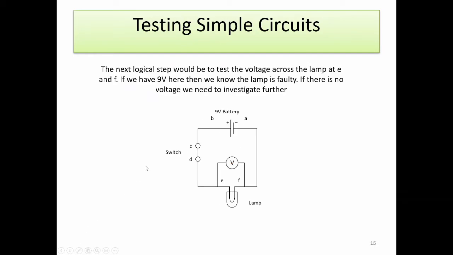So if our battery was good, the next place we would tend to check would be across the lamp at E and F. If we've got 9 volts there, then it's a pretty good bet that it's the lamp itself that's faulty. If there's no voltage there, then we've got a fault somewhere else, so we have to investigate further.